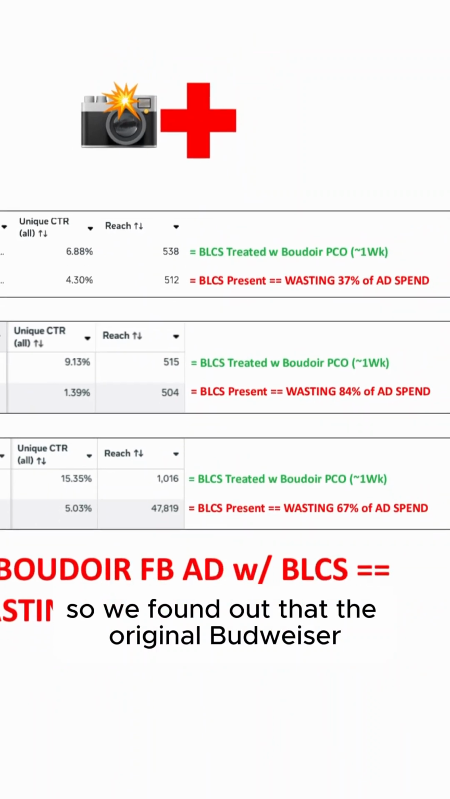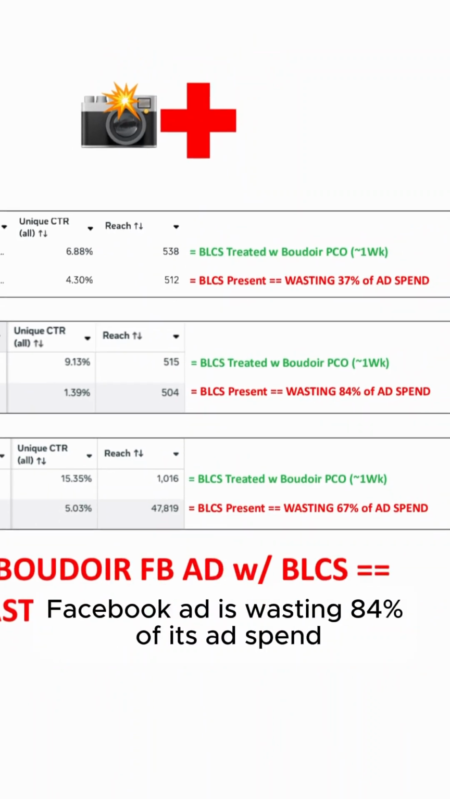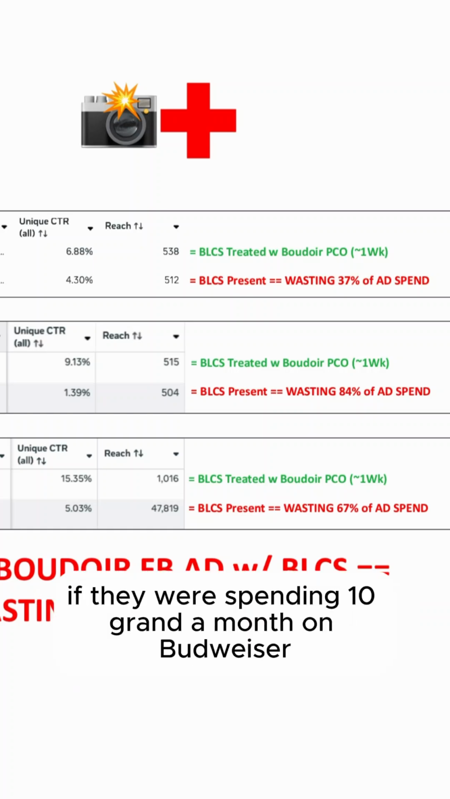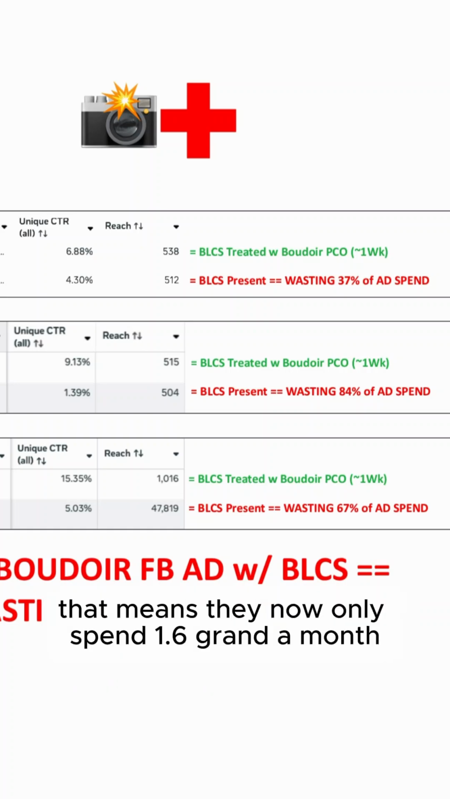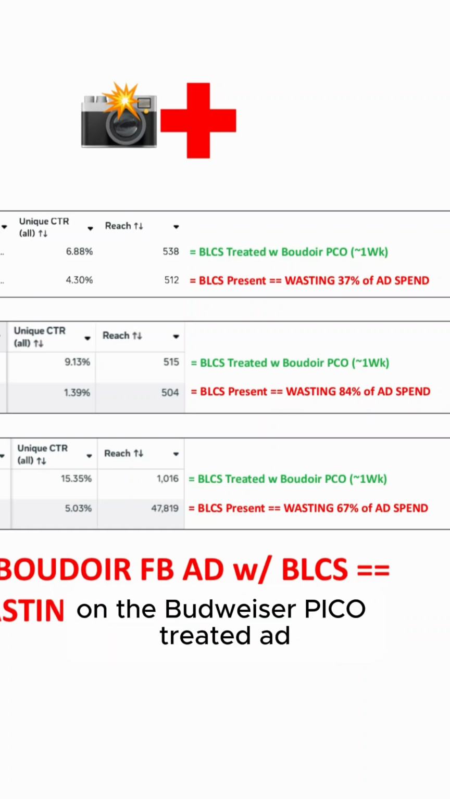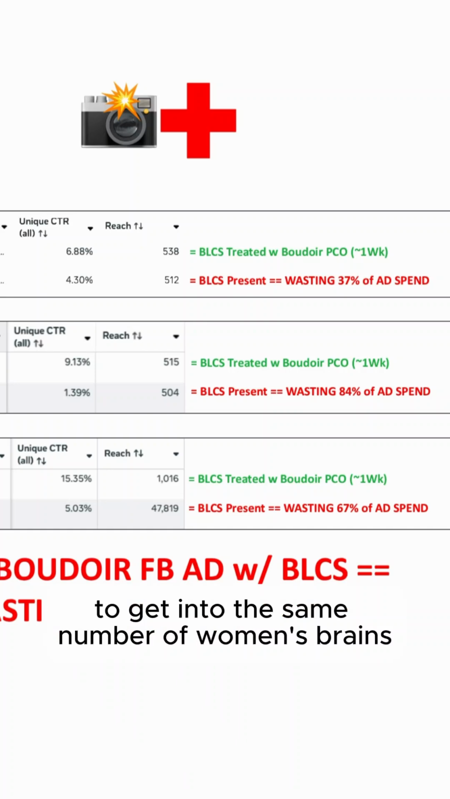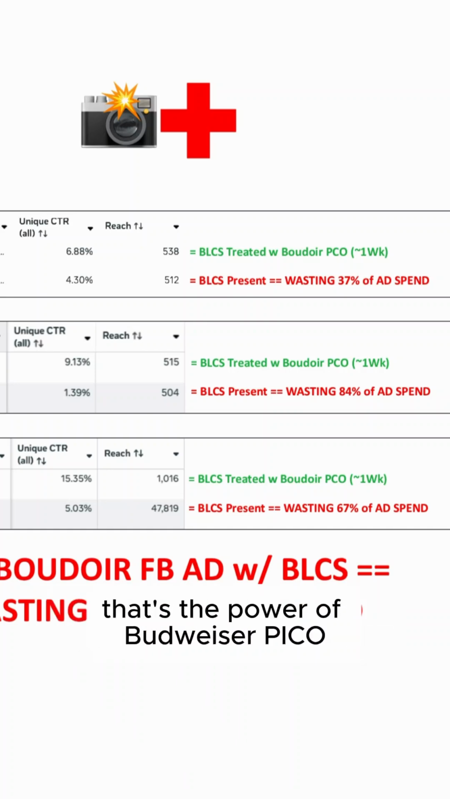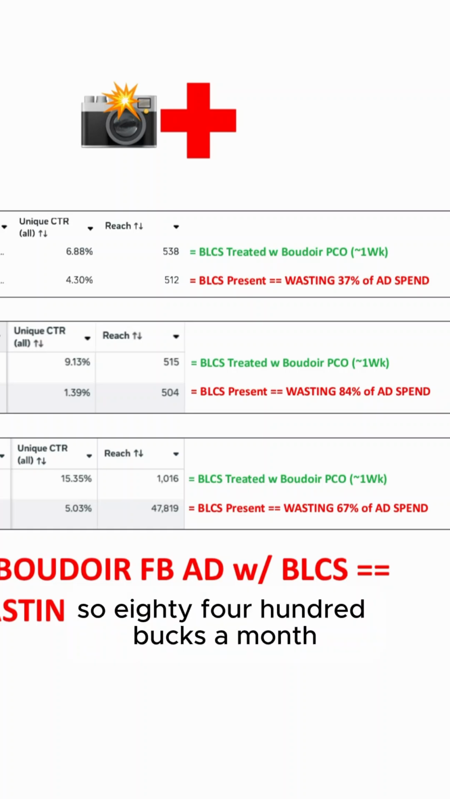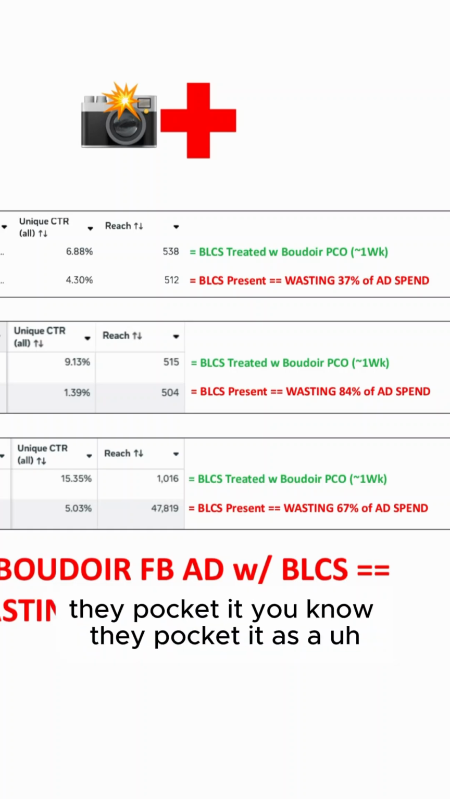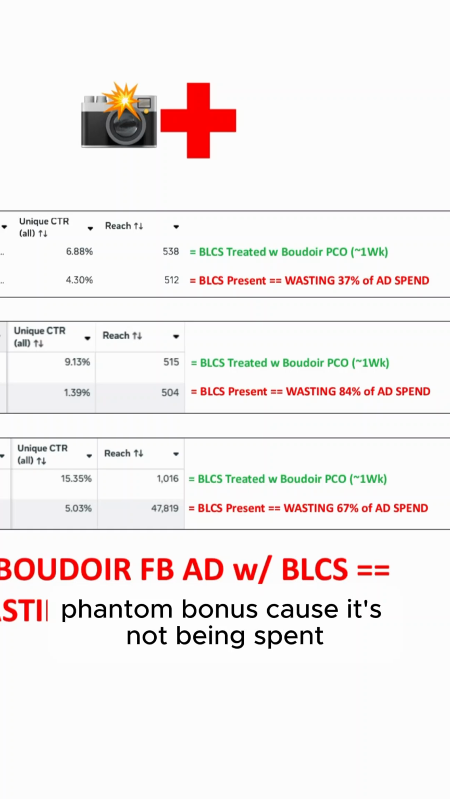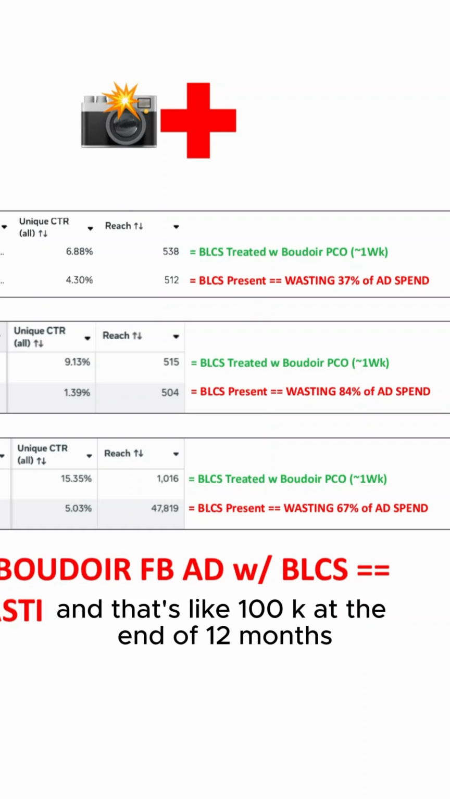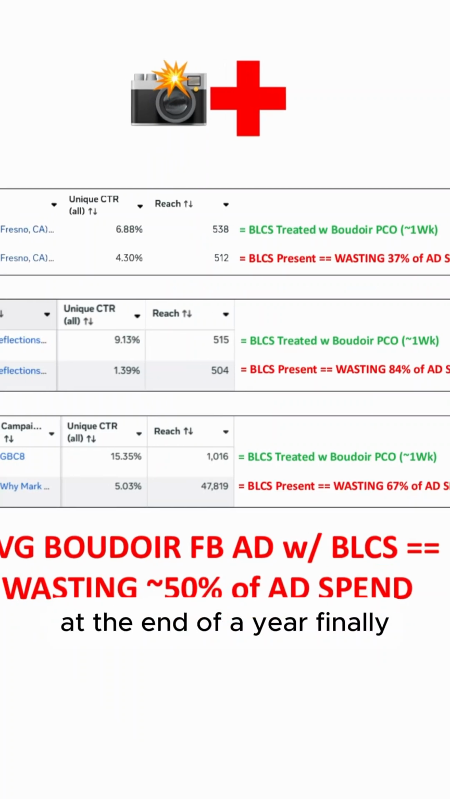So we found out that the original Boudoir Facebook ad is wasting 84% of its ad spend. So if they were spending 10 grand a month on Boudoir Facebook ads, that means they now only need to spend 1.6 grand a month on the Boudoir Pico treated ad to get into the same number of women's brains. That's the power of Boudoir Pico. So $8,400 a month, they don't even have to spend it anymore. They pocket it as an extra bonus, a phantom bonus, because it's not being spent. And that's like 100K at the end of 12 months, at the end of a year.